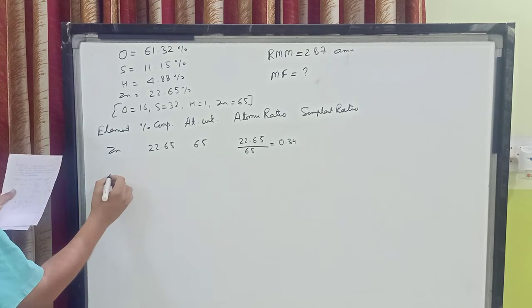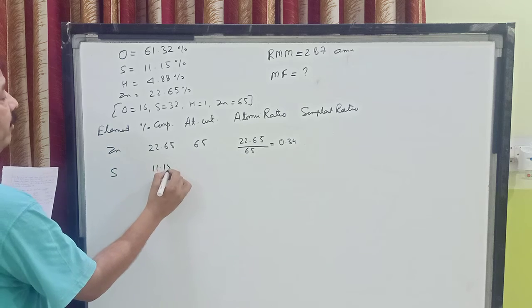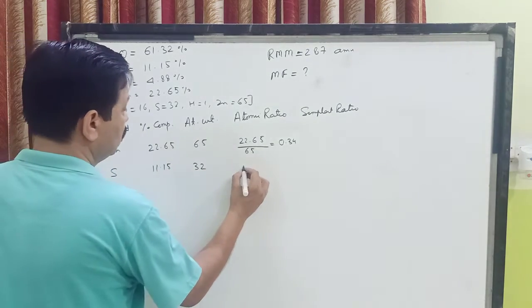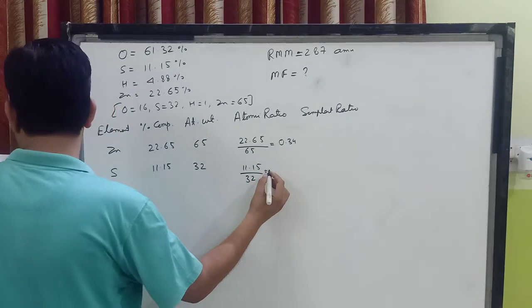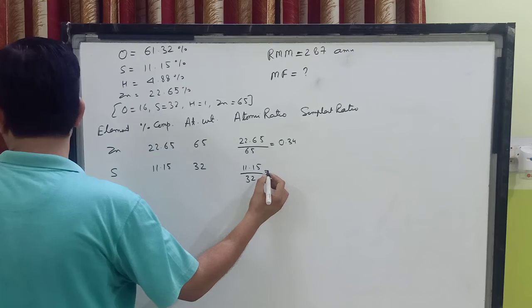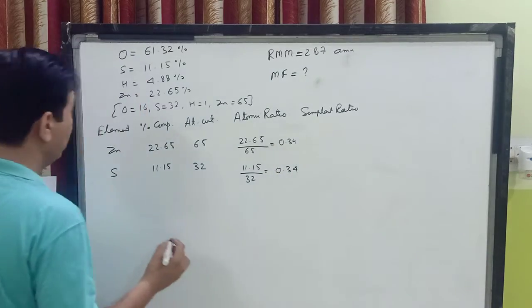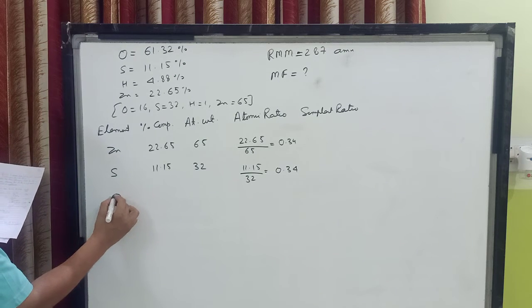Then children, next is sulfur. Sulfur in it is 11.15 and the weight of sulfur is 32. So 11.15 upon 32, that gives you a value which is 0.34. Then children, we calculate the value of oxygen.